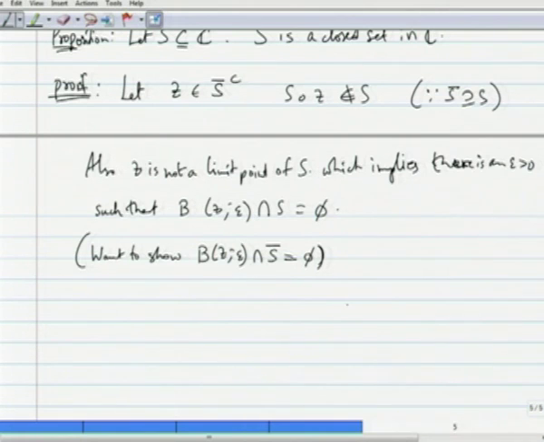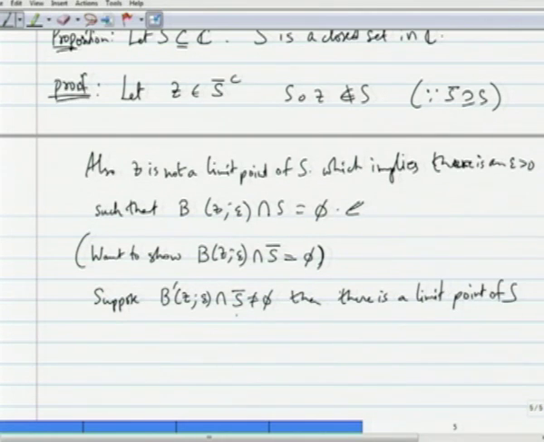Now, we want to show that B(z, epsilon) intersection S closure itself is empty. In order to show that, suppose it is non-empty, and we will arrive at a contradiction. We already know z is not in S closure. So, suppose B'(z, epsilon) intersection S closure is non-empty. Then, since S closure is the union of S and limit points, there is a limit point of S in B'(z, epsilon).